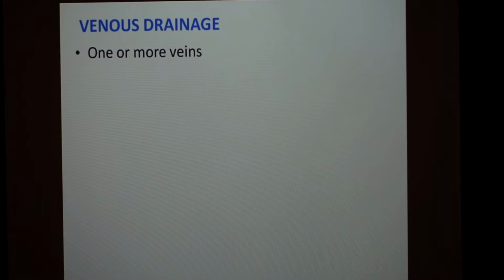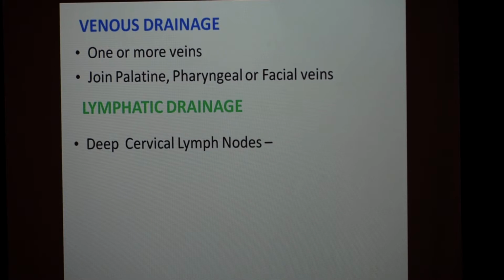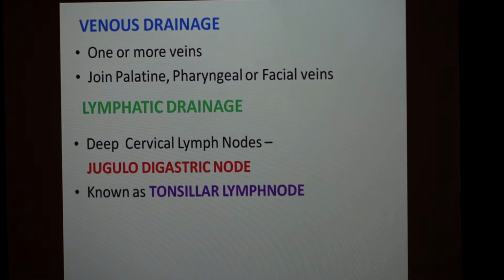Venous drainage: there can be one or more veins draining the tonsil. They pierce the superior constrictor muscle, and at the end they join either the palatine, pharyngeal or facial veins, or they can go into the pharyngeal plexus directly. Coming to the lymphatic drainage, again they drain after piercing the superior constrictor muscle and the fascia there, into the deep cervical lymph nodes, and more specifically into the jugulodigastric node, which is also called the tonsillar lymph node.